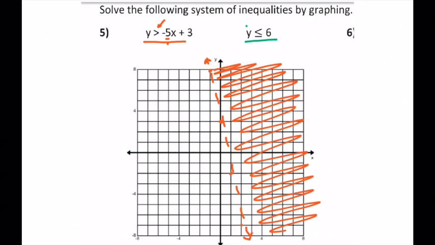Because that only has one variable, it's going to be a horizontal line going through the y-axis. Horizontal because it says y. If it said x is less than, then it would be vertical. So I'm going to have a solid line going through the y-axis at 6.